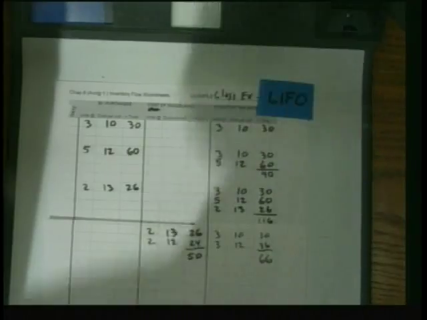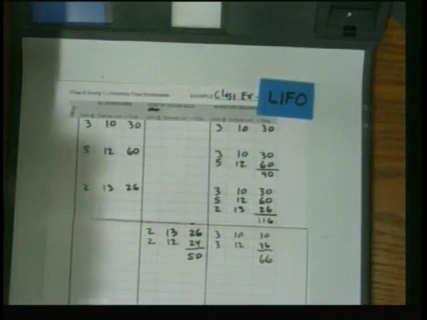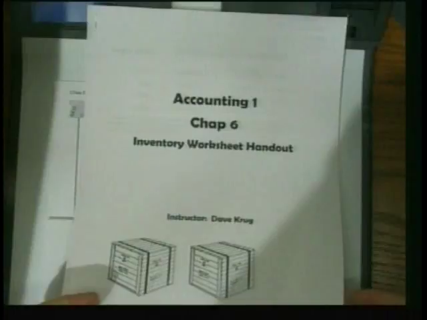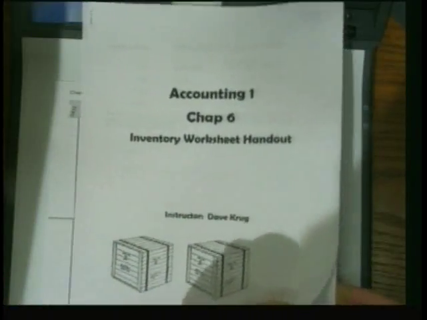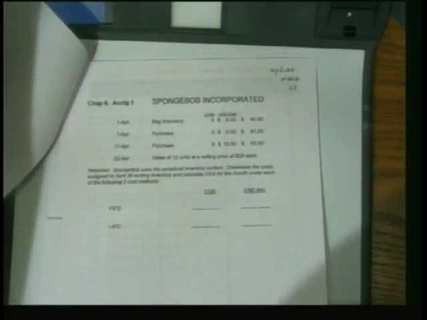Cool. Now what I want you to do is I have given everybody an inventory worksheet handout. Okay, looks like this. Let me put it on the Elmo. Again, for you folks, it's always in the lessons tab under the appropriate chapter for the handouts. Okay, so it's going to probably look a little bit like this. What I want you to do, folks, is turn it open, and I want you to do the SpongeBob example. Okay?